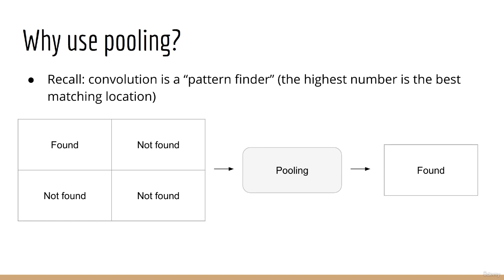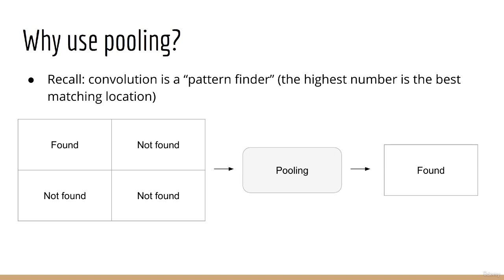So what is max pooling doing? Well, consider a small 2x2 box. Remember that convolution tells us whether or not a feature has been found. It's a pattern finder. So imagine that in this 2x2 box, I have these flags. Pattern found, not found, not found, not found. So it's a high number, and a small number, and a small number, and a small number. The pattern being found returns a higher number.